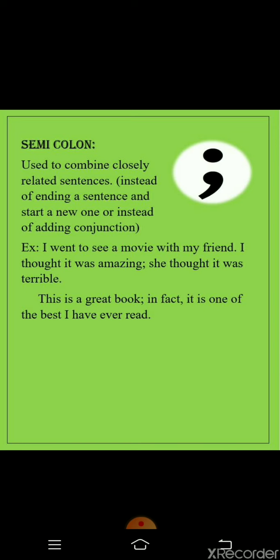Now, I went to see a movie with my friend is a sentence. I thought it was amazing. Here we could either finish the sentence by keeping a full stop, or we can add a conjunction like but. I thought it was amazing, but she thought it was terrible. Yes, but instead of a conjunction they have used a semicolon there. I went to see a movie with my friend. I thought it was amazing; a pause there. She thought it was terrible. Second sentence, this is a great book.